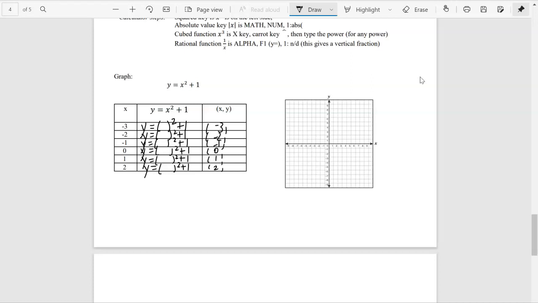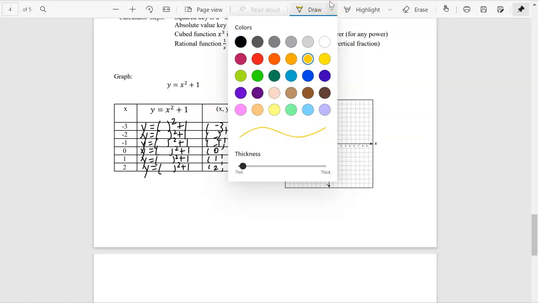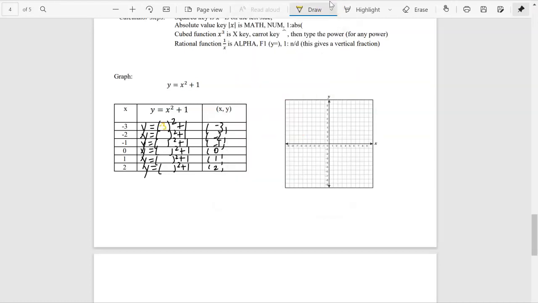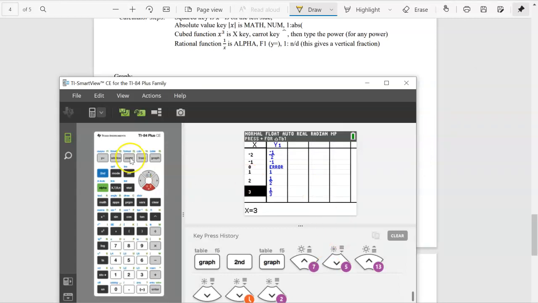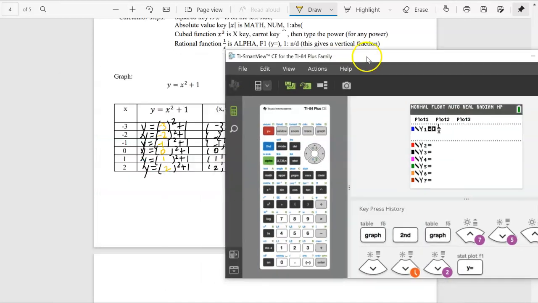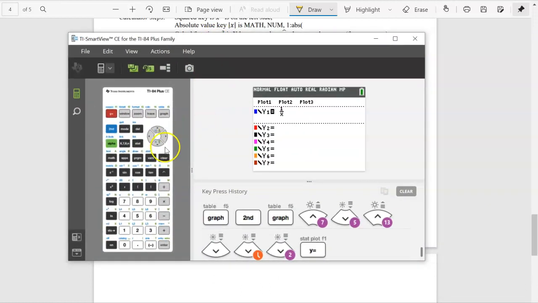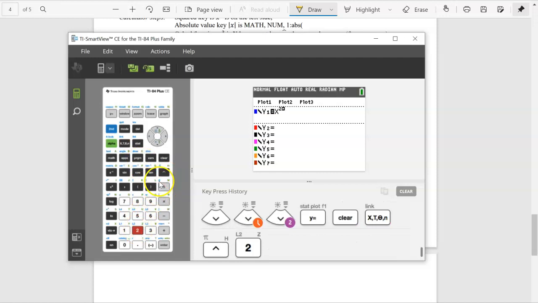If we plug this -3 in right here, -3 squared is 9 plus 1, so we should get a 10 if we look at our table. So I don't have to do every one of these in my brain, I could go to my graphing calculator, go to y equals, and type our equation in, x squared plus 1. Let's clear this out. Now this is an x squared quadratic function. It's going to make the shape of a U. We're going to talk about that a lot more as we go on.